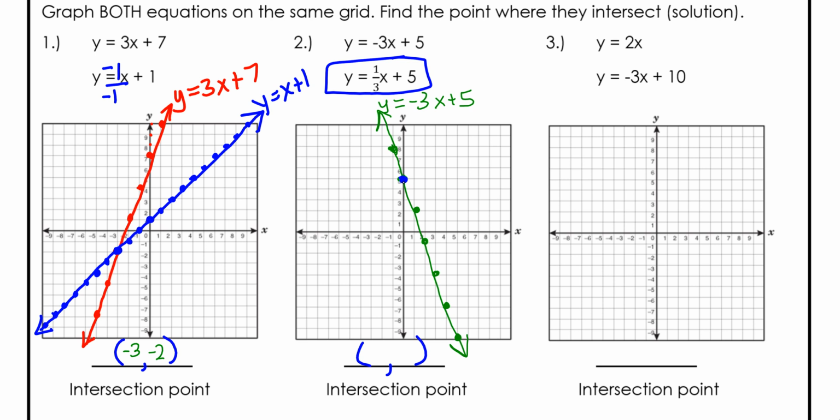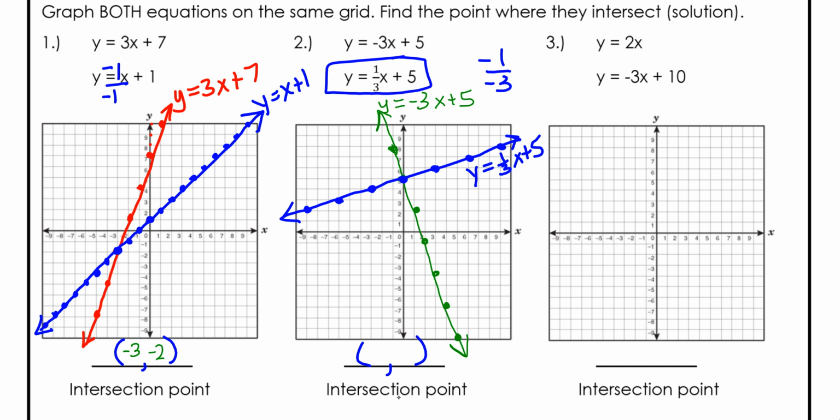So from here, I rise 1, run 3. And don't forget I can reverse that. I can reverse the signs of both the numerator and the denominator. Down 1, left 3. Use your ruler to draw a nice straight line, complete your arrows, and don't forget your label.